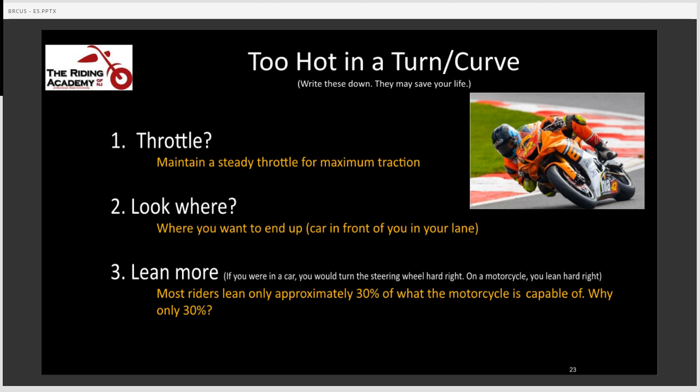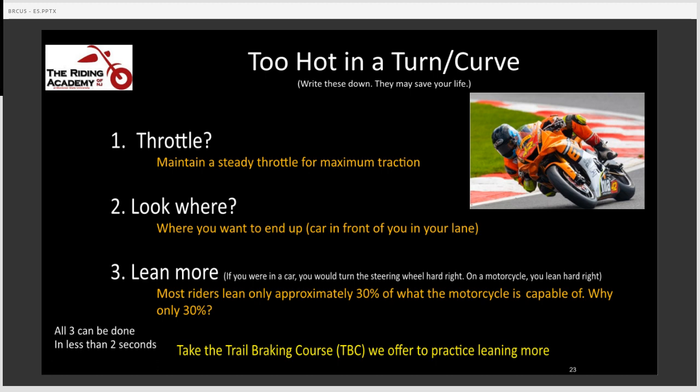So maybe when you get your own motorcycle, or if you've been riding, you want to take the course we often call a trail braking course. We offer it periodically at the Riding Academy, and you can practice leaning more and get better at your turning technique. So if you find yourself in this situation, three things: steady throttle, look where you want to end up, and lean more. You can do these three things in less than 2 seconds. All right. So that will help you avoid the crash in that situation.